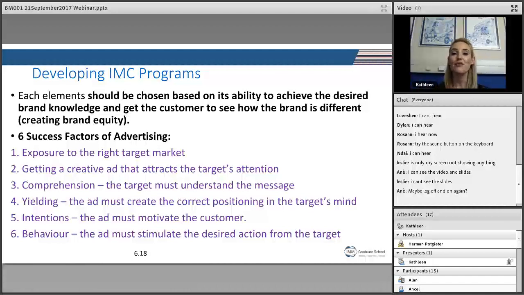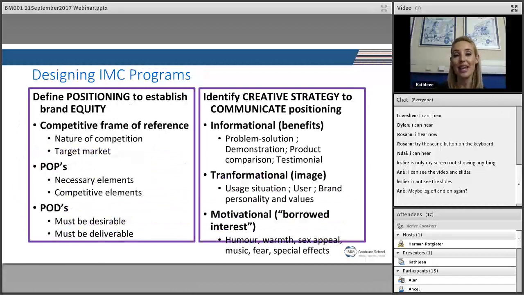We are then reminded again of the 6 success factors of advertising, which are very similar to our information processing model that I introduced to you guys at the beginning of this particular study unit, where we have exposure, we want to get their attention, we want them to comprehend or understand our message, we want positive yielding or responses from them, we want to motivate them to have intentions to purchase, and we also want to stimulate good consumer behavior, where they go out and purchase our brand and hopefully remain loyal customers for us.